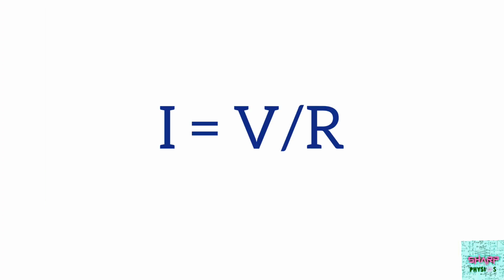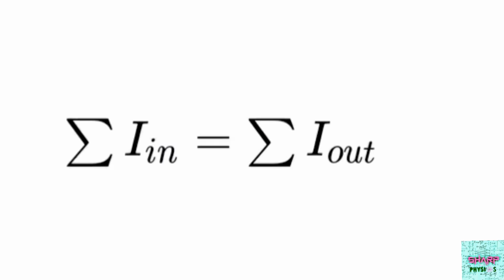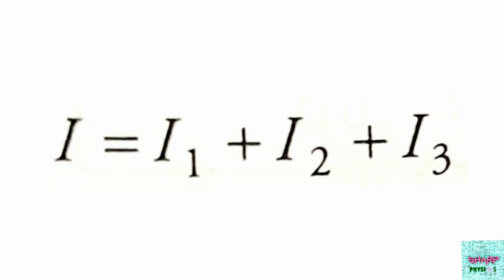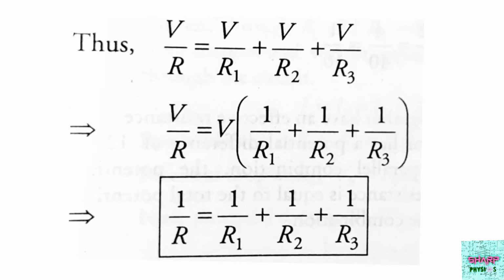According to Ohm's law, electric current I equals V divided by R, where V is the potential drop, and R is the resistance. Now according to Kirchhoff's junction rule, the summation of all incoming current equals the summation of all outgoing current. Therefore the total current I is equal to I1 plus I2 plus I3. So V divided by R equals V divided by R1 plus V divided by R2 plus V divided by R3.